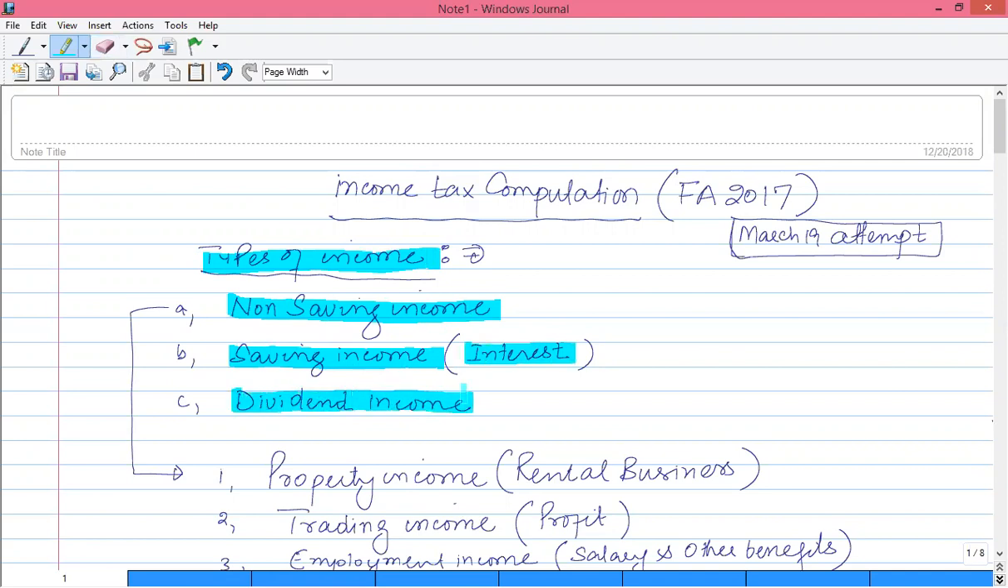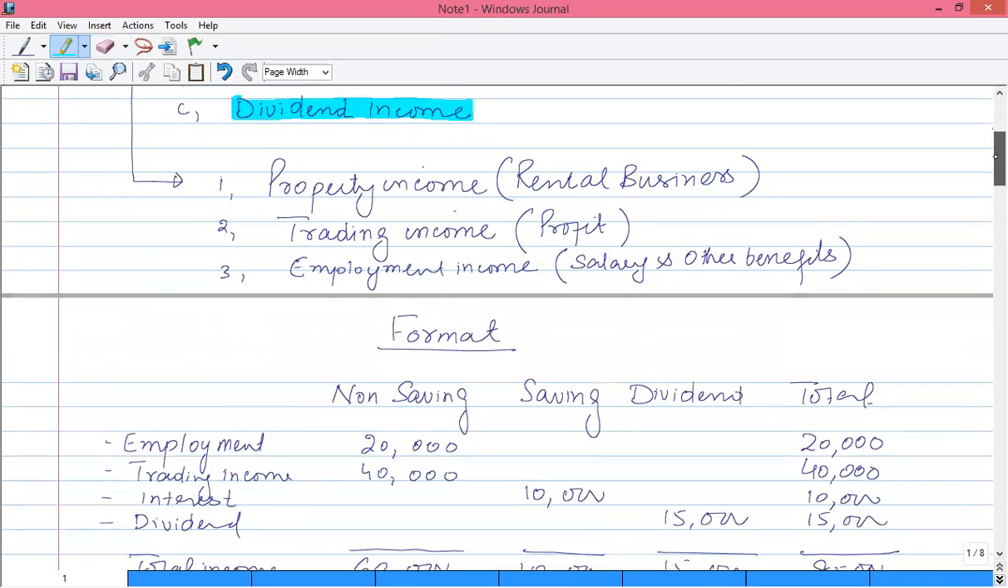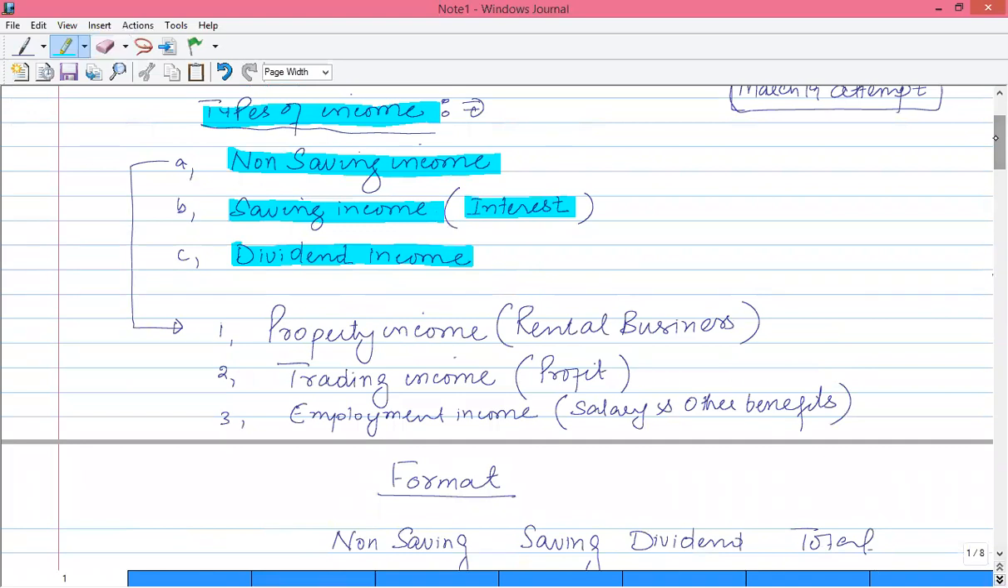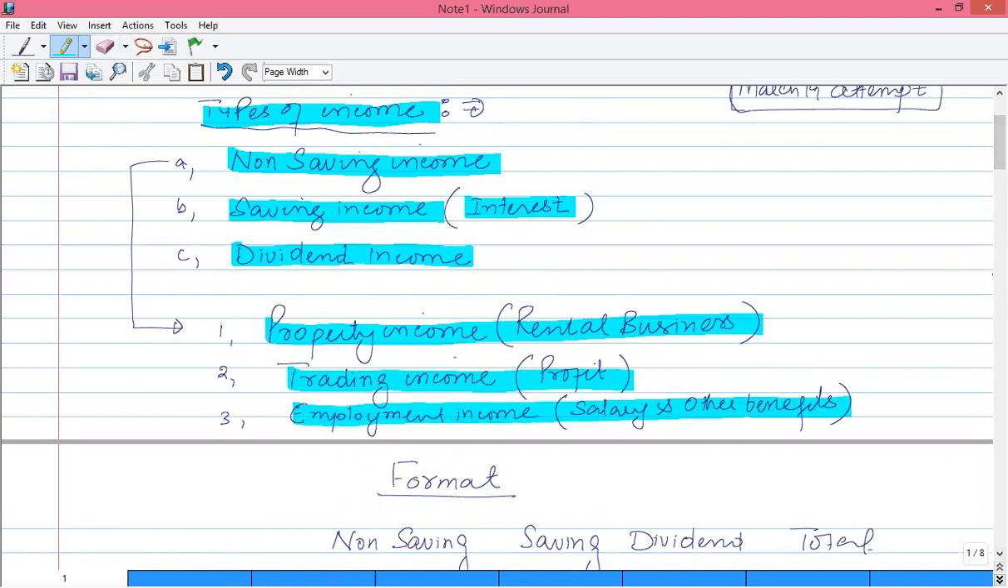You have to follow the sequence. First one is non-saving income, then saving income, and then the dividend income. Now, as far as non-saving income is concerned, anything that is not dividend and interest income falls in the definition of non-saving income. In our syllabus, non-saving income might be property income, trading profit, or employment income. That means an individual can earn income from any business, being a sole trader or a partnership, in the form of salary and in the form of any rental business.